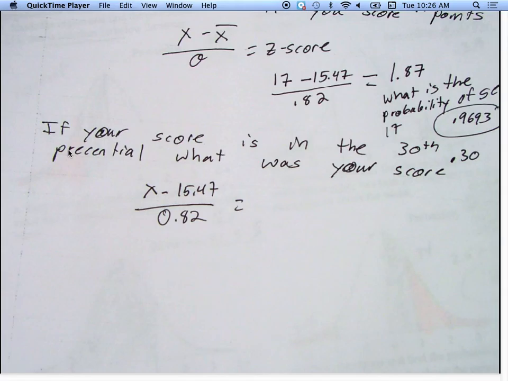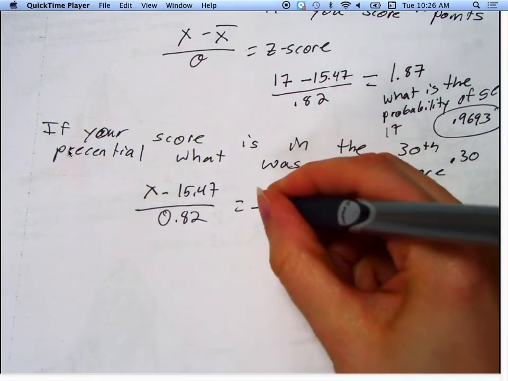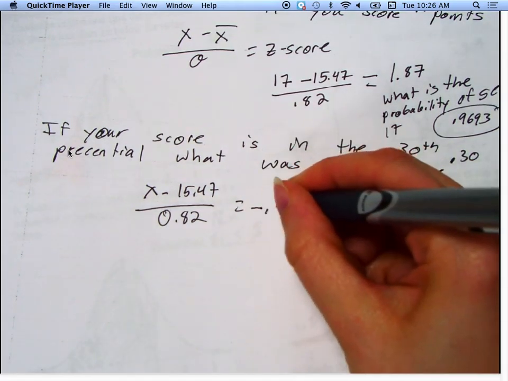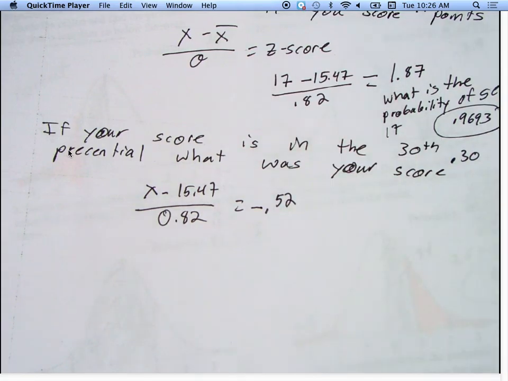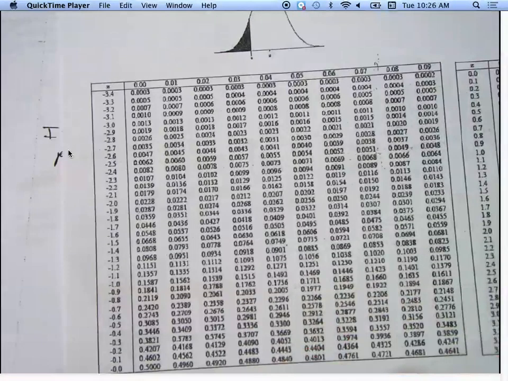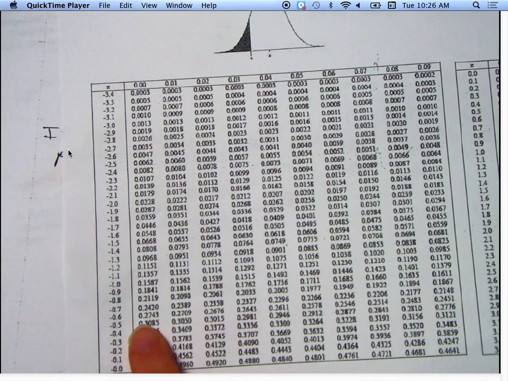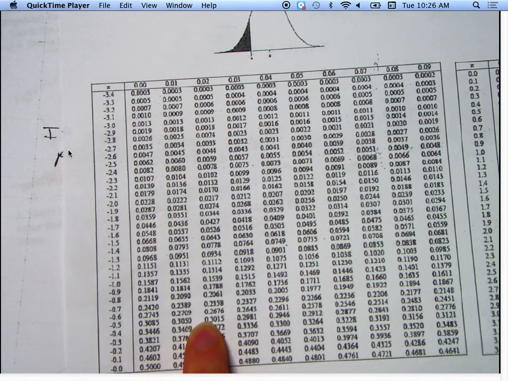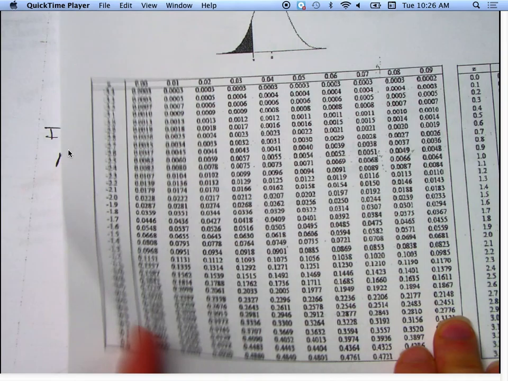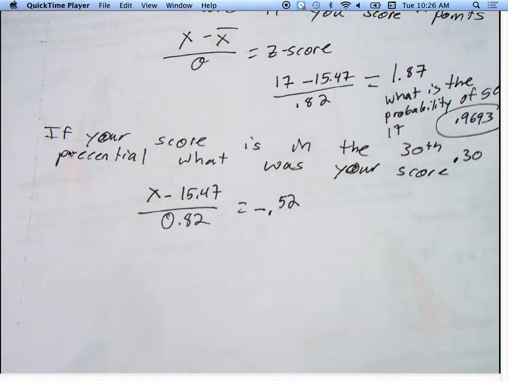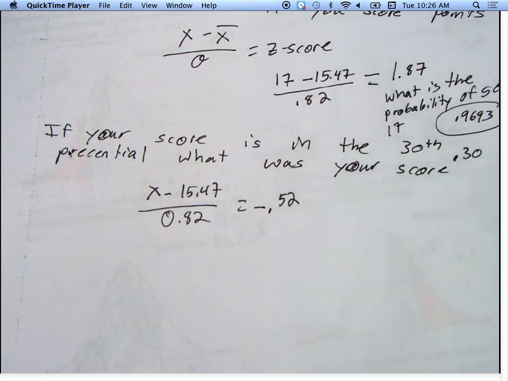I think the closest I can get is negative 0.52. So I literally went to my chart looking for 0.3, and I get 0.3015, so I think that's the closest. Okay? Now I'm going to work backwards. I'm going to multiply both sides by 0.82.